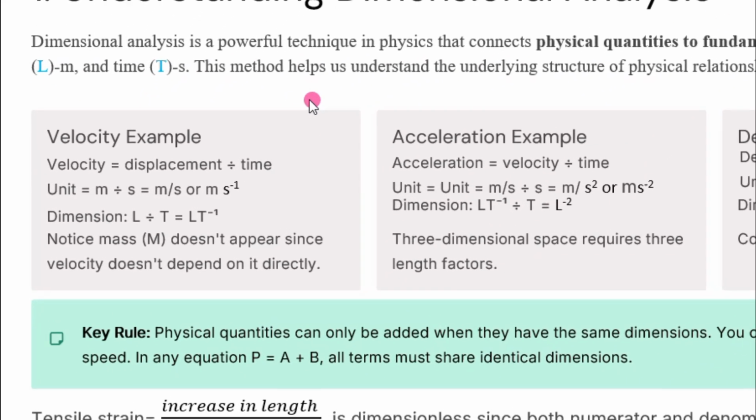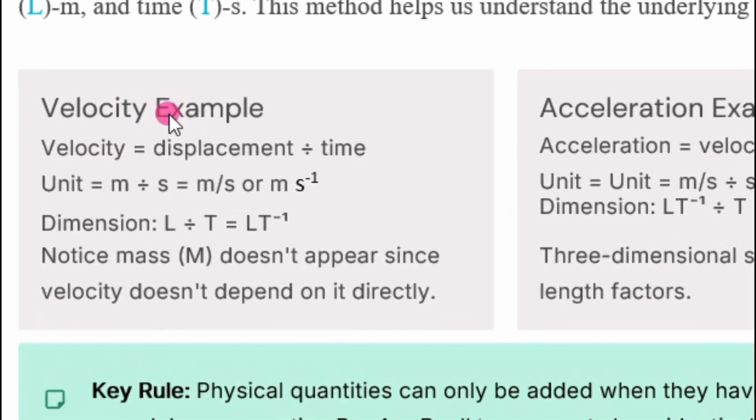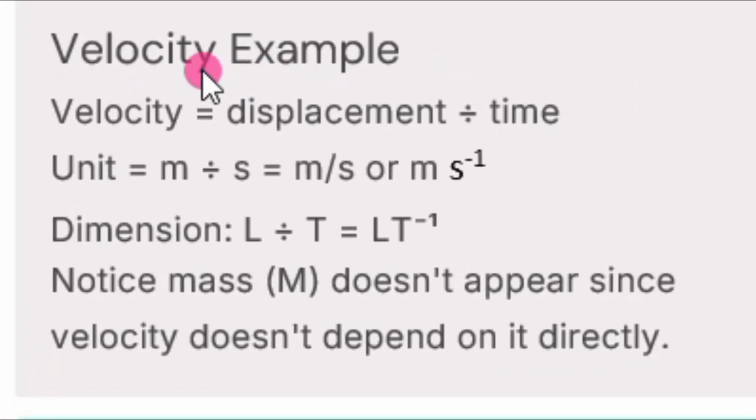Okay, guys, having said these things, let's go down to some specific examples, like velocity. Let me just say some things about velocity. Velocity is a vector quantity. That means it has magnitude and direction. Acceleration is also a vector quantity.